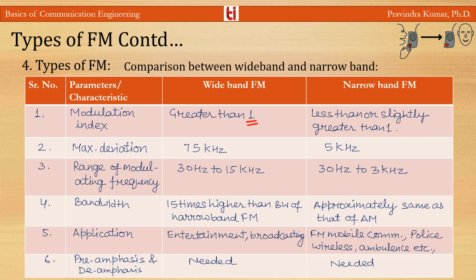So this is the end of this lecture. Here we have discussed the properties of angle modulated waves, the difference and comparison between FM and PM, and also the types of FM. This was the 14th lecture of the lecture series of Basics of Communication Engineering.